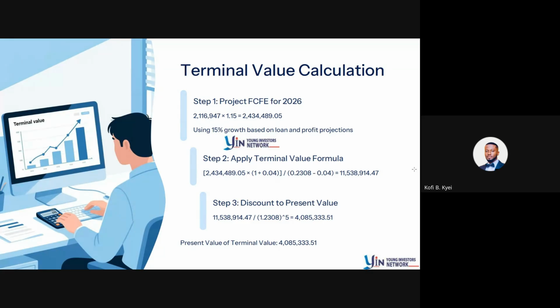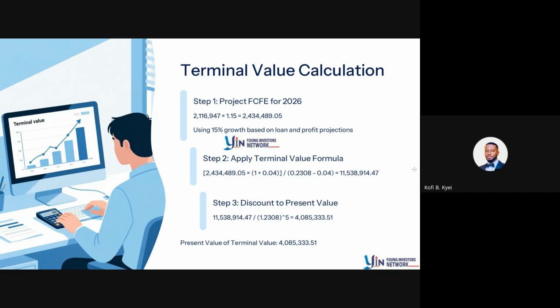Then we discount it to present value, using the present value formula. So the future value over 1.2308, that is 1 plus 23%, raised to the power of 5, as it is growing to year 5. You assume that it's growing forever, and you bring it back into present value terms. Bringing it back to present value terms will come to 4 billion. That is the figure we can see: 4.01, the present value of the terminal value.